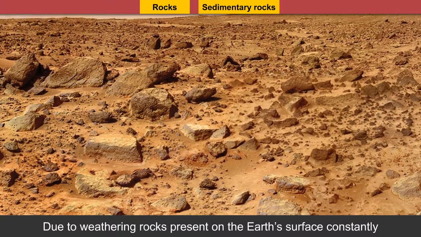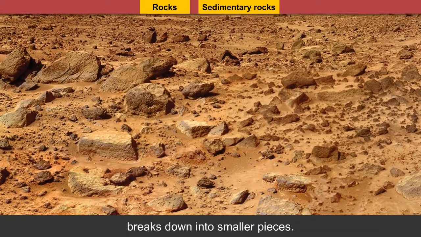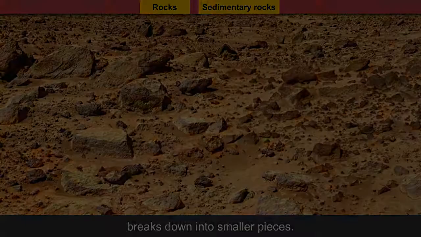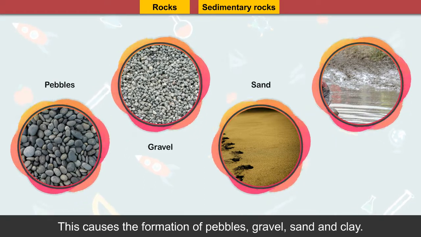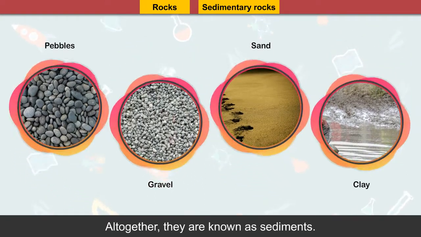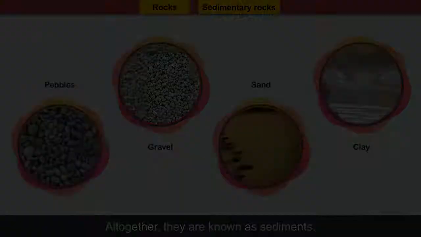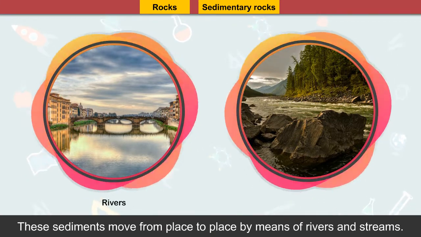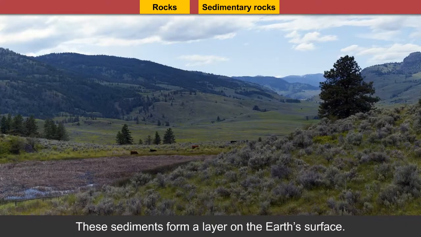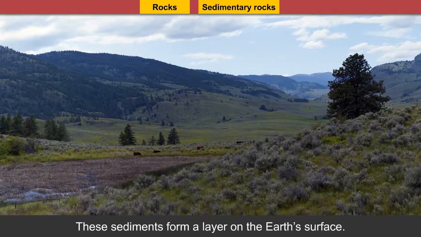Sedimentary rocks. Due to weathering, rocks present on Earth's surface constantly break down into smaller pieces. This causes the formation of pebbles, gravel, sand, and clay. Altogether, they are known as sediments. These sediments move from place to place by means of rivers and streams. These sediments form a layer on the Earth's surface.